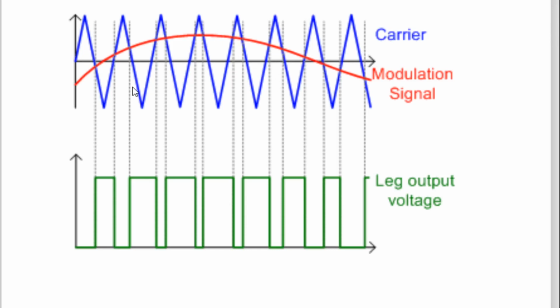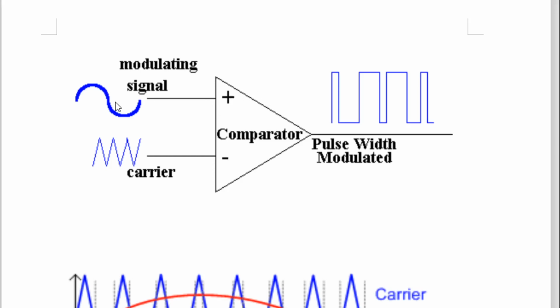Now what is to be understood here? This sine wave we have applied at the non-inverting terminal. Therefore, whenever the voltage at the non-inverting point is greater than the voltage at the other point, the output will be high level. And whenever the voltage here is less than the other point, the output will be low level.